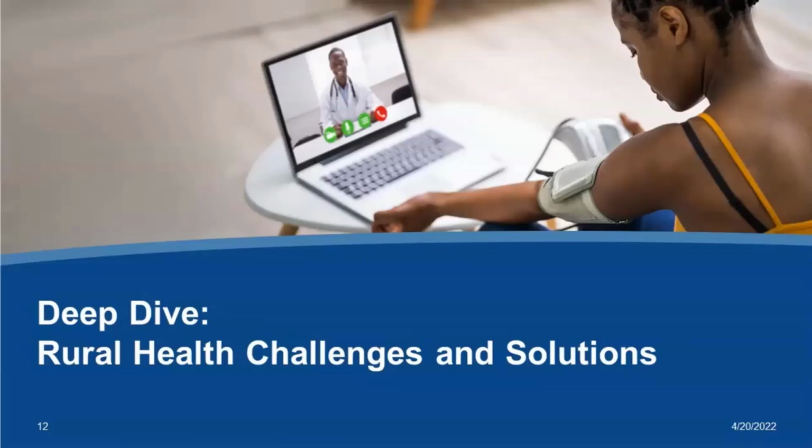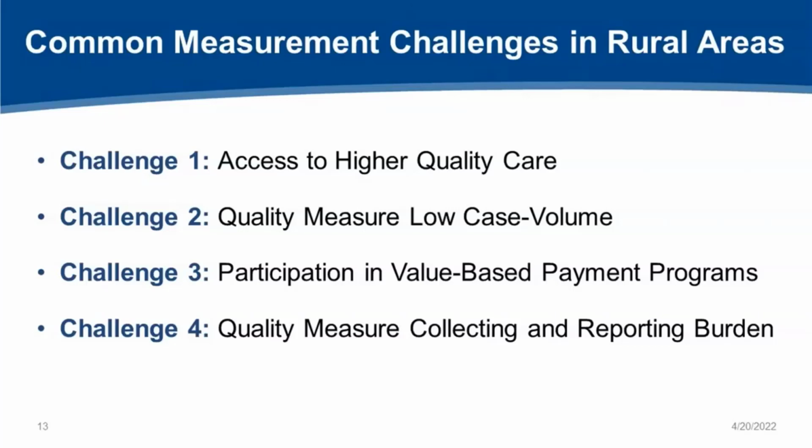So now we're going to take a closer look at the measurement challenges rural areas experience, as well as discuss potential solutions for these issues. Next slide. We're going to focus on 4 specific measurement challenges common to rural areas. These are access to higher quality care, quality measure low case volume, participation in value-based payment programs, and quality measure collecting and reporting burden. We're going to talk about each one of these in order.